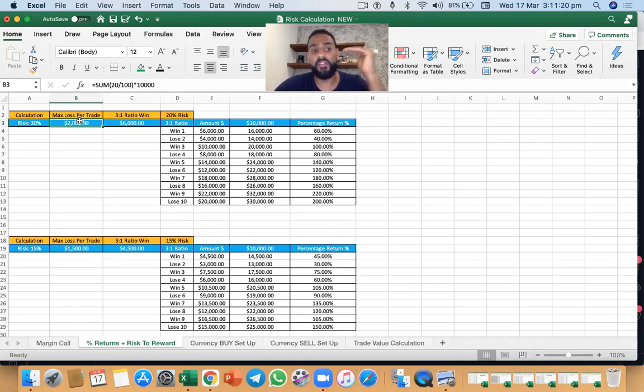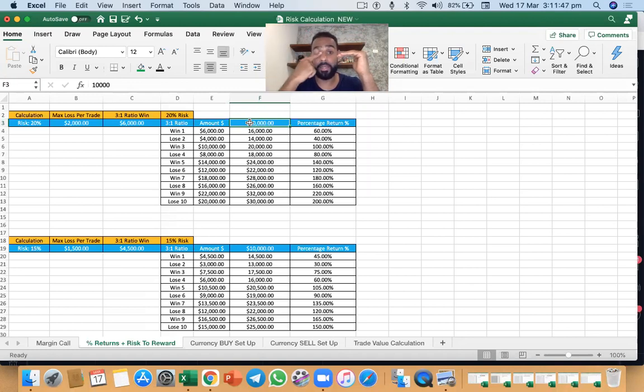Okay. If I'm risking only 20% of the account, so $2,000 of a $10,000 account, then I would aim to get $6,000 on a winning position. So my reward is 3 times greater than my risk. Okay. So think about that for a second. Every time I lose a trade, I lose $2,000. Every time I win a trade, I win $6,000.